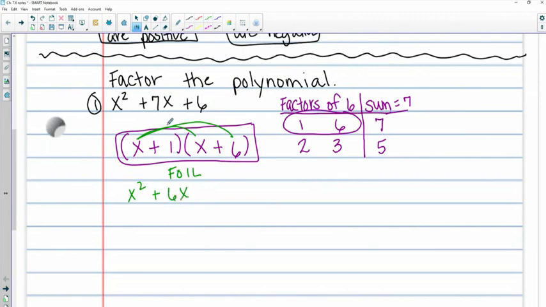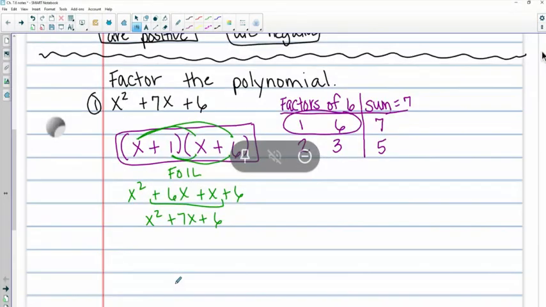And then we're going to do the inside. 1 times x and 1 times 6. So 1 times x is x, and 1 times 6 is 6. And then we can combine our like terms here in the middle. So our answer is x squared plus 7x plus 6. Does it match the original? Yes. So that's how you double check it. Okay? So you don't have to double check everything, but in case you are not sure about your answer, you just do FOIL to check it.